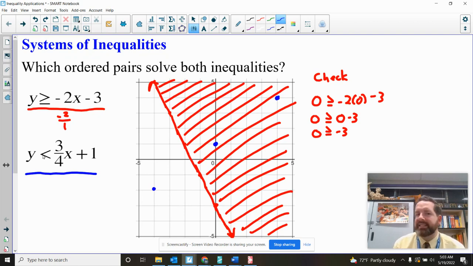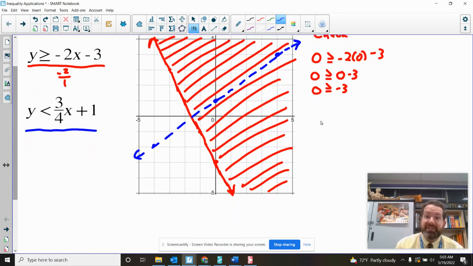This is just a less than, meaning this boundary line should be dashed. So a dashed boundary line. Boundaries not included. And it's a less than, which means we're going to shade below. Now, just for a test check purpose, why don't we run through another test check? Now, I'm going to use 0, 0 again because that tends to be the easiest ordered pair to use.